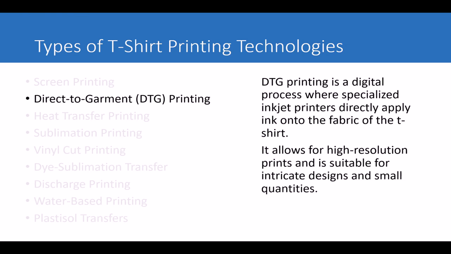So this is common if you want to do full color prints. If you want to do full color prints quickly, it's very suitable. Also for intricate designs and small quantities of prints. Most of the marketplace print on demand platforms like Redbubble, Zazzle, TeePublic, they use direct to garment printing. Okay, so here's a video that explains how this works in detail.